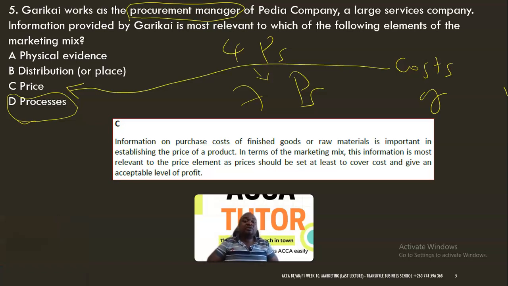Information on purchase costs of finished goods or raw materials is important in establishing the price of a product. In terms of the marketing mix, this information is most relevant to the price element, as prices should be set at least to cover cost and give an acceptable level of profit. So the information from the production manager is relevant for pricing, for the price.